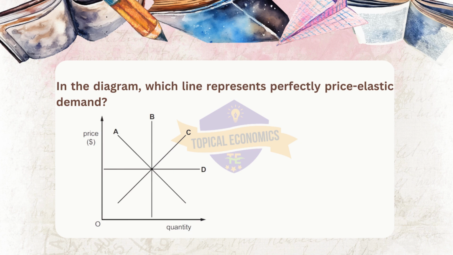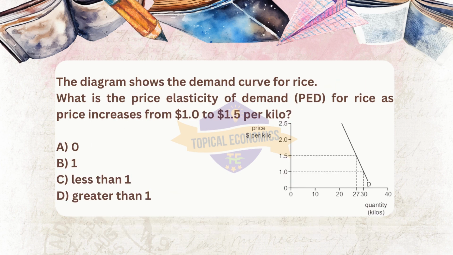Moving to fifth question. In the diagram, which line represents perfectly price-elastic demand? This question is from year 2022 February-March, version 2 paper. The correct answer for this question is D. This is similar to the third question we just saw. Moving to the sixth question.